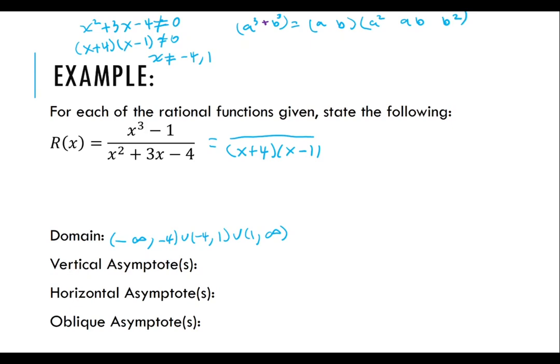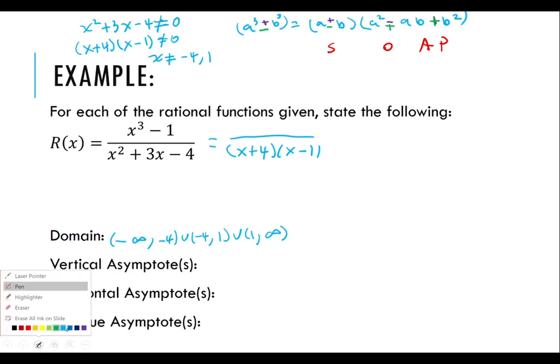Now I write it like this because then my signs come from SOAP: same, opposite, always positive. Specifically, if I have a cubed plus b cubed, that is going to be a, same sign as plus, opposite sign is minus, and then always positive is always positive. But if I change that, and I have a cubed minus b cubed, then same sign as minus, opposite sign is plus, and then always positive is, of course, always positive. And so that is the sum and difference of cubes formula as a reminder.